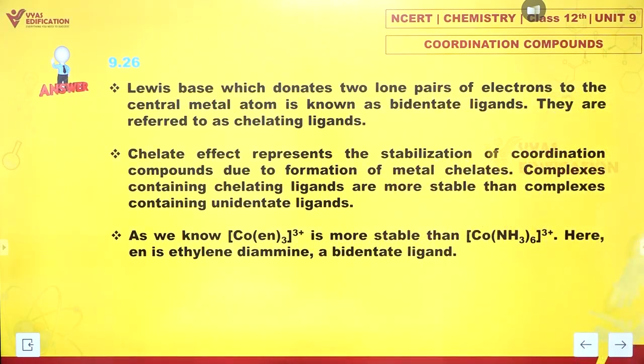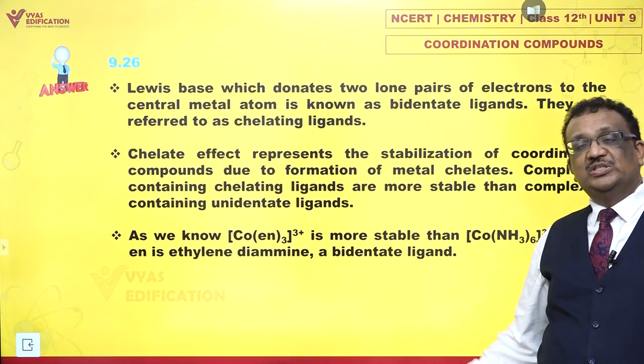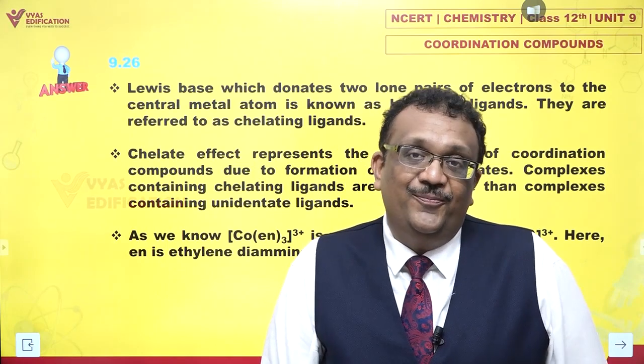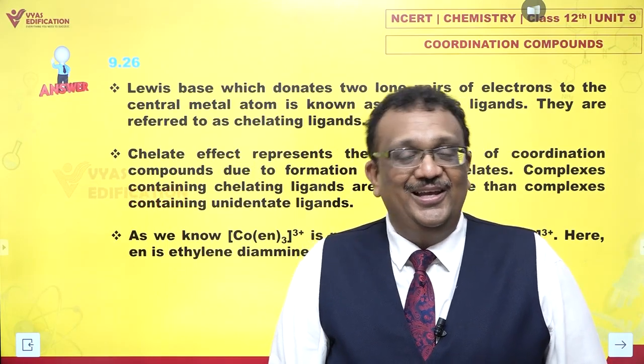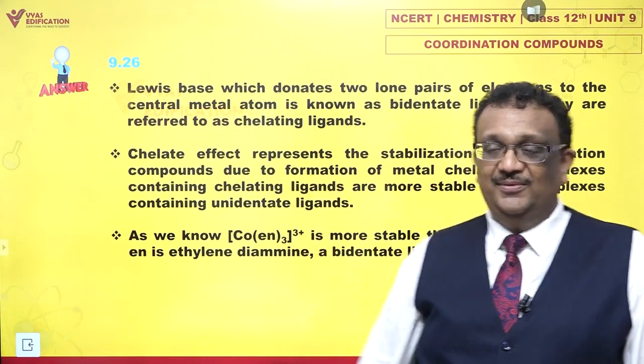The chelate effect represents the stabilization of coordination compounds due to formation of metal chelates. Complexes containing chelating ligands are more stable than complexes or similar complexes containing unidentate ligands only. This is called chelate effect. So if chelation can happen, it must happen.